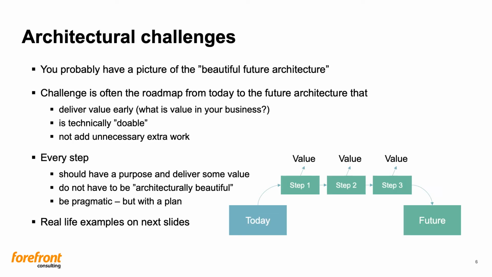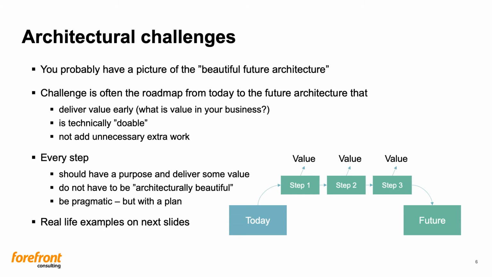You probably have a picture of the beautiful future architecture in your organization. You hopefully also have a picture of the existing systems. The challenge is often to find the roadmap from today's systems to the future architecture. Normally, the transition has to be made at the same time as the systems deliver new value to the organization. This means that it's important to be able to deliver value to the organization early in the roadmap. Value may be different in different businesses. What is value in your organization?